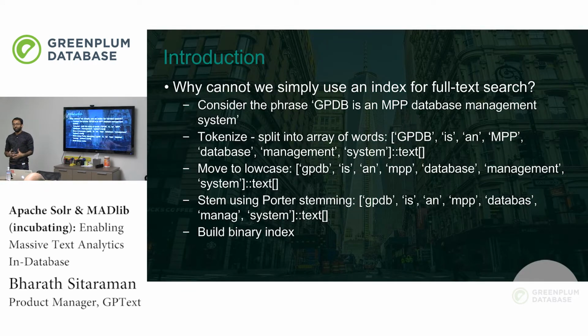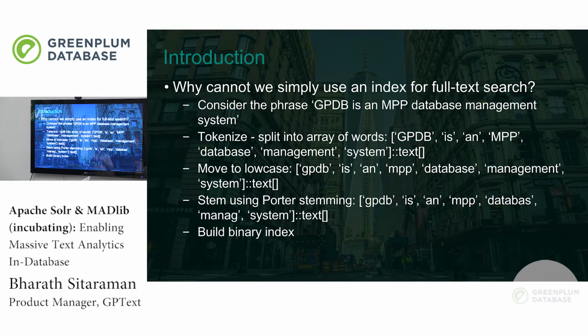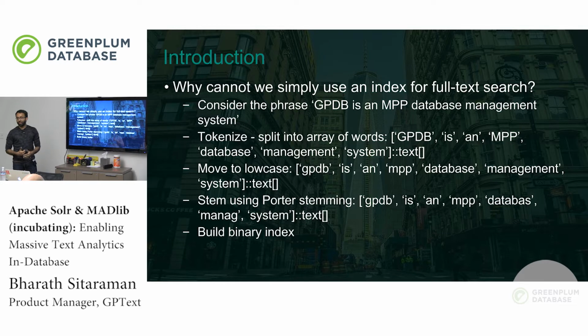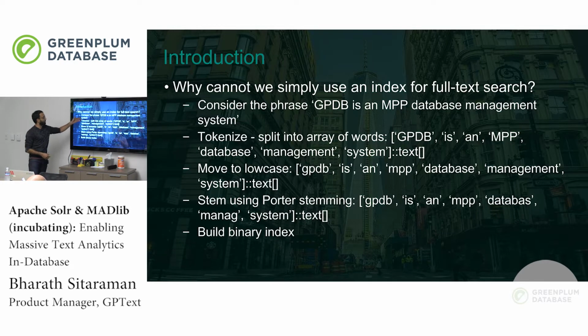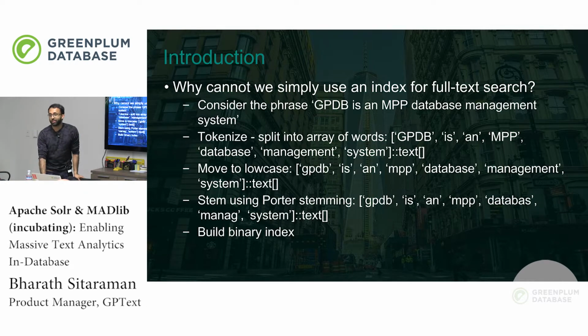You guys are familiar with GPDB and SQL databases, and they do have this concept of indexes, but why can't we use a basic index for full text search? Let's take a look at this phrase: GPDB is an MPP database management system. The first thing you would do with an index is tokenize it, split it into an array of words, in this case with the whitespace tokenizer. You move it all to lowercase, so you're normalizing the data. And then finally, you can stem it using Porter stemming or any other algorithm that you might want. On top of that, you start building your binary index. Or in another case, you can use a GIN index as well.